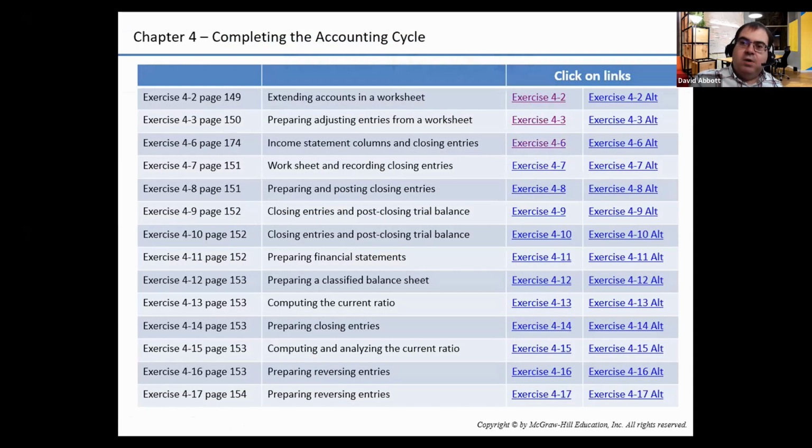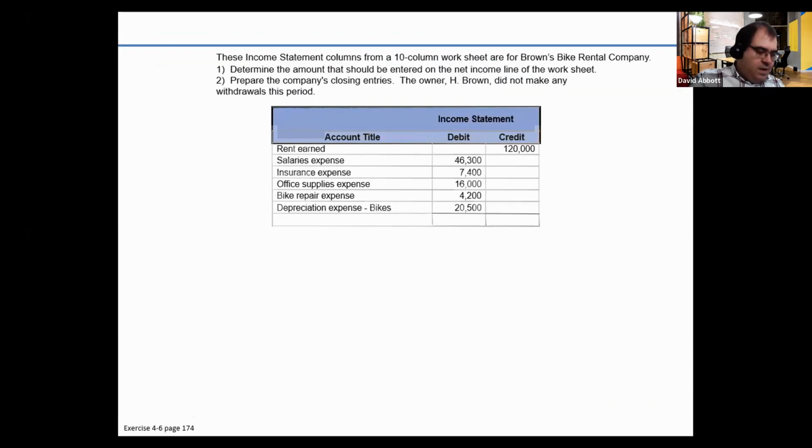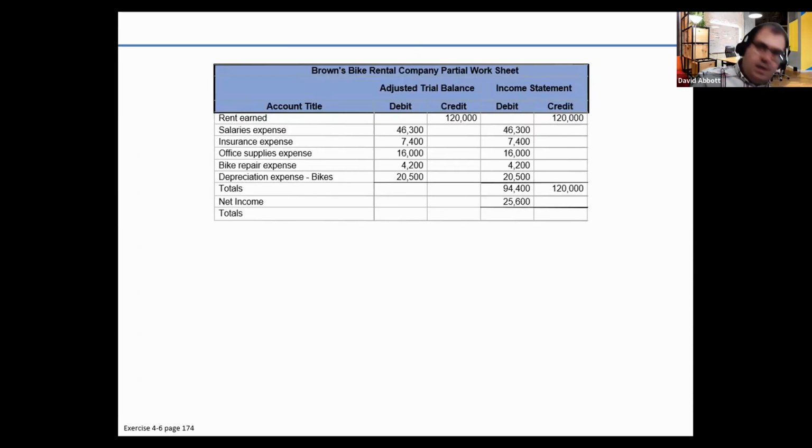So now we're going to talk about closing entries. These income statement columns from a 10-column worksheet are for Brown's Bike Rental Company. The first thing we need to do is determine the amount that should be entered on the net income line of the worksheet. And then we'll prepare the company's closing entries. The owner, H. Brown, did not make any withdrawals during this period. Just go ahead and add them up.